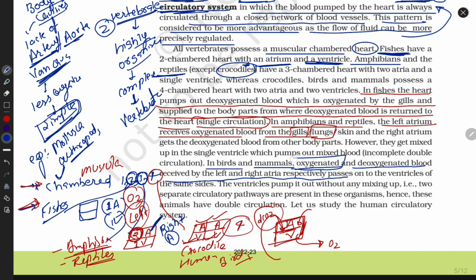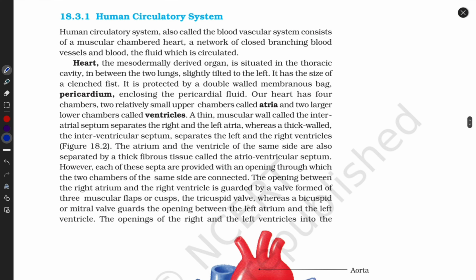Means oxygenated blood is carried by the left side of the atria and deoxygenated blood is carried by the right side of the atria. In the mammalian circulatory system, we are going to study this deeply. Okay, next. This is the start of the human circulatory system. We have completed our heart description.